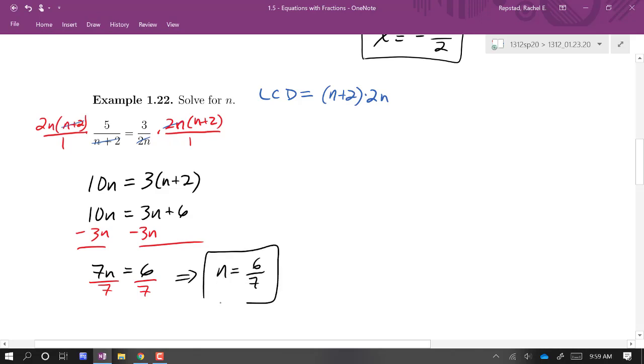Sometimes people see an equation like the one that was given to us, this one right here, and they'll say, well, I could just set the cross products equal to each other. And you can. That's a legit move, but only if each side is just a single fraction with nothing else being added and subtracted. So if you did set the cross products equal to each other, you'd have 5 times 2n, 10n, equal to 3 times n plus 2, which is exactly what we got here. That trick only works if each side is just a single fraction and nothing else. That's fine to use if you're in that situation. Just don't purposefully avoid using the technique of the LCD, because that works for all equations that have fractions.